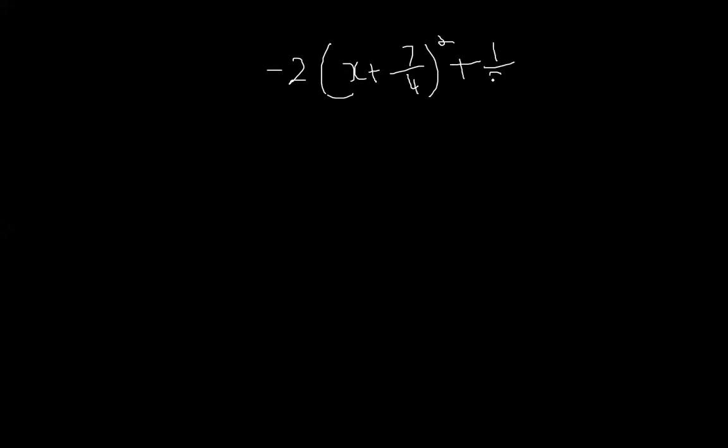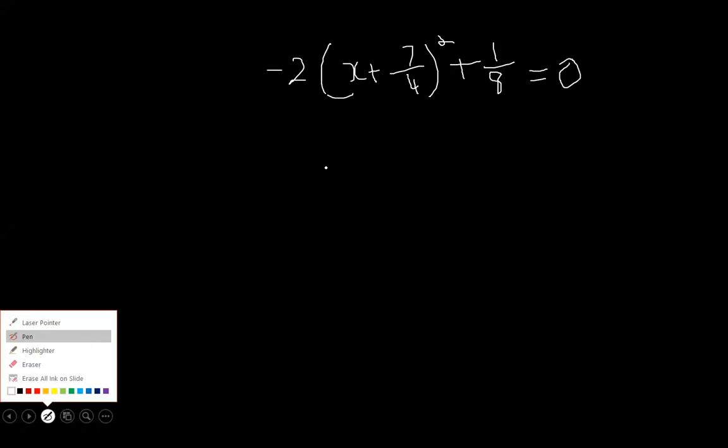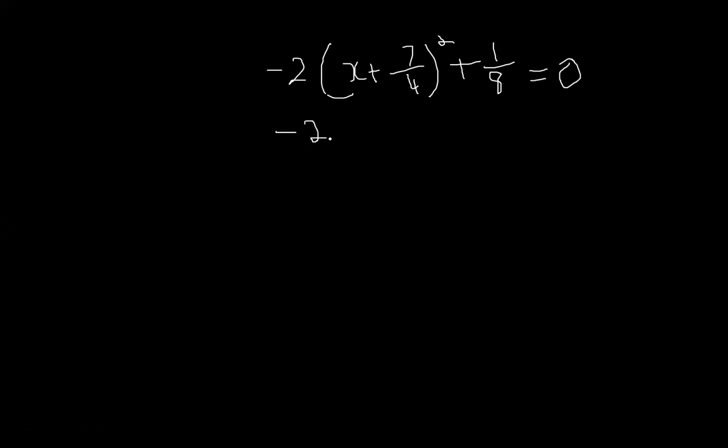The last part of this question, they wanted me to use the same completed square form that we found in the first part. So that's x plus 7 over 4 squared plus 1 over 8. They wanted us to put that equal to 0 and solve for x. Could somebody just tell me what I would write here? Anybody? Just say what I would do.